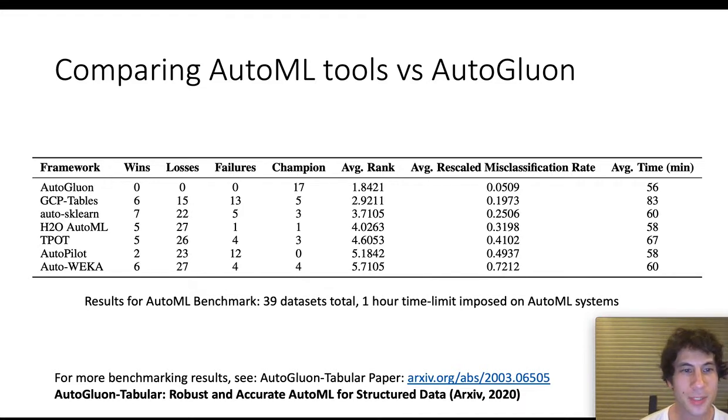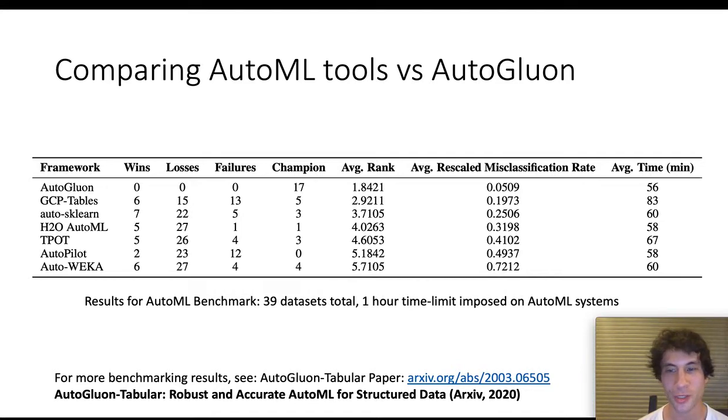The columns of this table include the AutoML framework. Wins here means the number of times this system beat AutoGluon. Losses means the number of times this system was less accurate than AutoGluon. Here times corresponds to data sets. Failures means the number of data sets where each system failed to produce predictions for whatever reason.